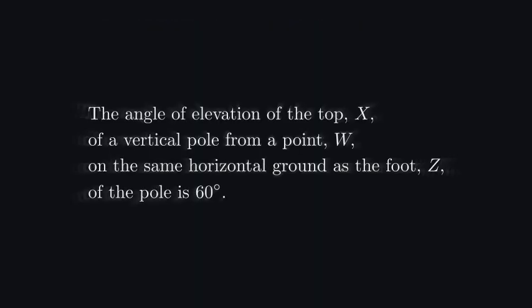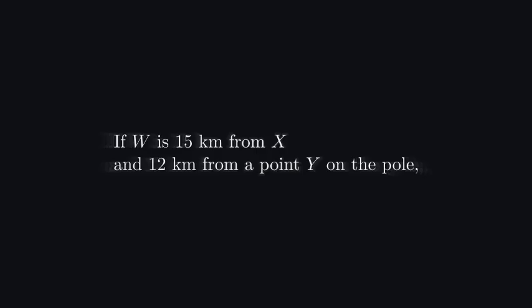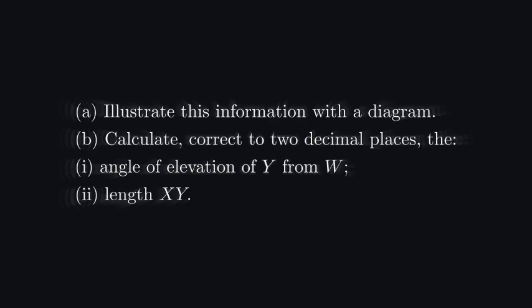The angle of elevation of the top, X, of a vertical pole from a point, W, on the same horizontal ground as the foot, Z, of the pole is 60 degrees. We are also told that W is 15 kilometers from X and 12 kilometers from a point, Y, on the pole. We are asked to illustrate the information with a diagram. Then we must calculate the angle of elevation of Y from W and the length XY, correct to 2 decimal places.